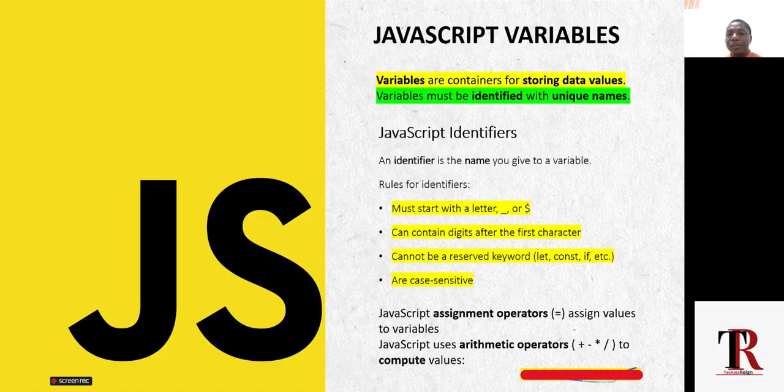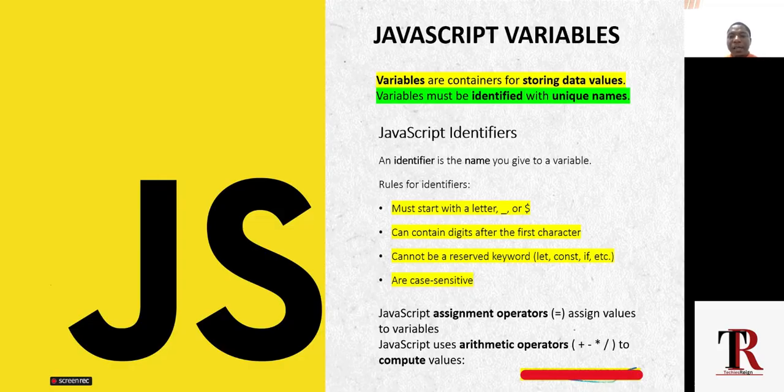The first one says it must start with a letter, underscore, or dollar sign. So when you want to define your variable name, you can use an underscore, a letter, or a dollar sign and put other things that you want at the back. Number two says it can contain digits after the first character, which means that after your first character, you can add digits. Let's say you add A1 or A5. JavaScript will still accept it as a valid identifier for your variable.